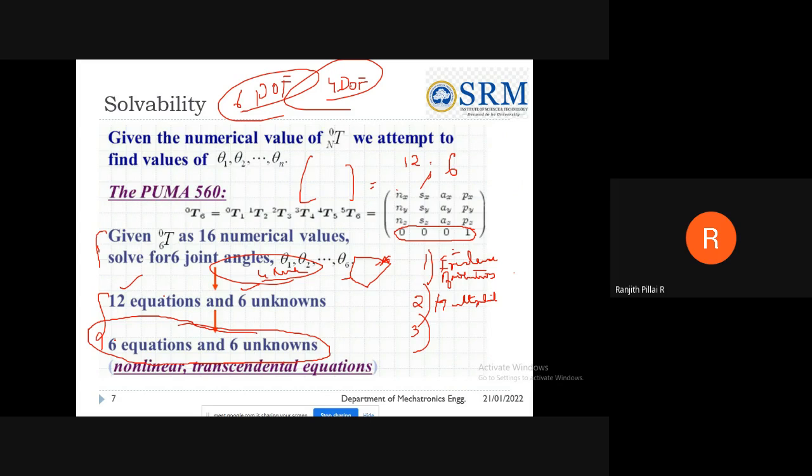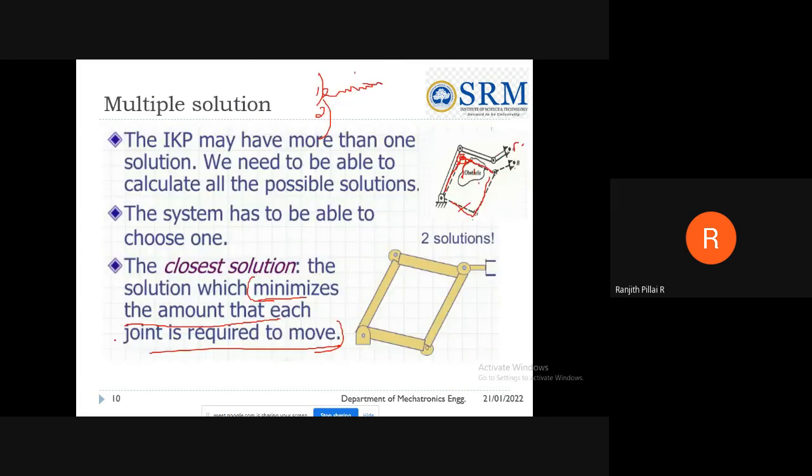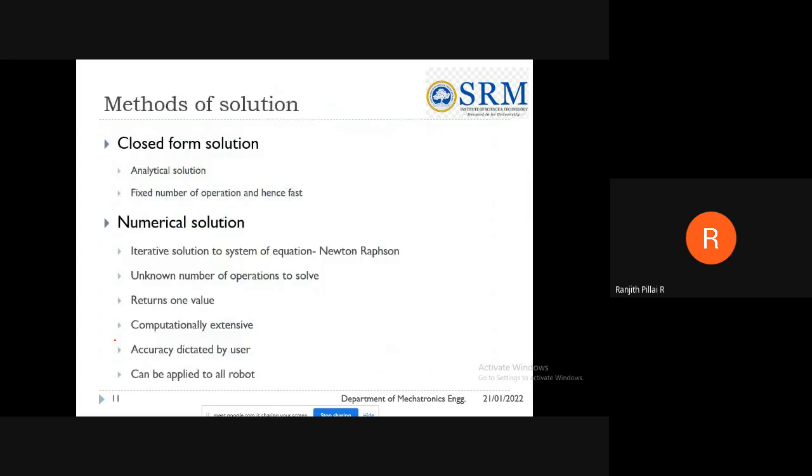Then there is the choice of solution methods. What are the solution methods which we have? Please understand, there are basically two methods to solve. One is the popular closed form solution, and the other we call a numerical solution. What do you mean by numerical solutions? It's basically an iterative solution.